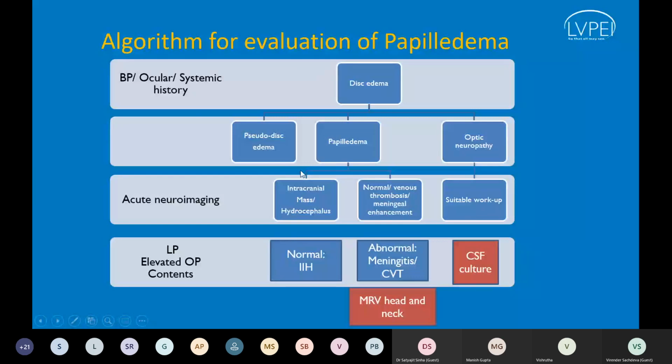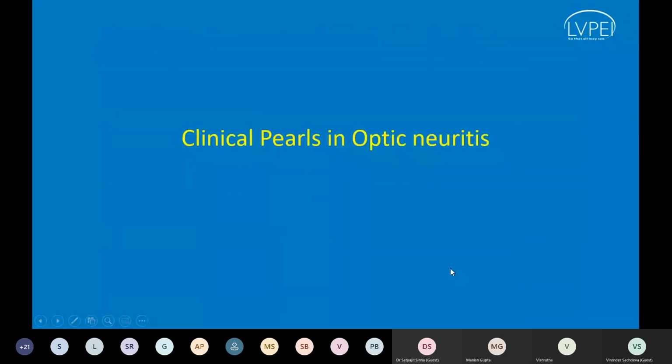And if you are looking at papilledema, you should obtain acute neuroimaging to rule out an intracranial space occupying lesion or mass lesion, hydrocephalus, meningitis. Look for the signs of meningeal enhancement. If you have anything like that, then we refer to a neurologist or a neurosurgeon and do appropriate workup. If nothing is there, we should rule out the possibility of IIH. These are the important things that you should always keep in mind while working up a patient with papilledema.